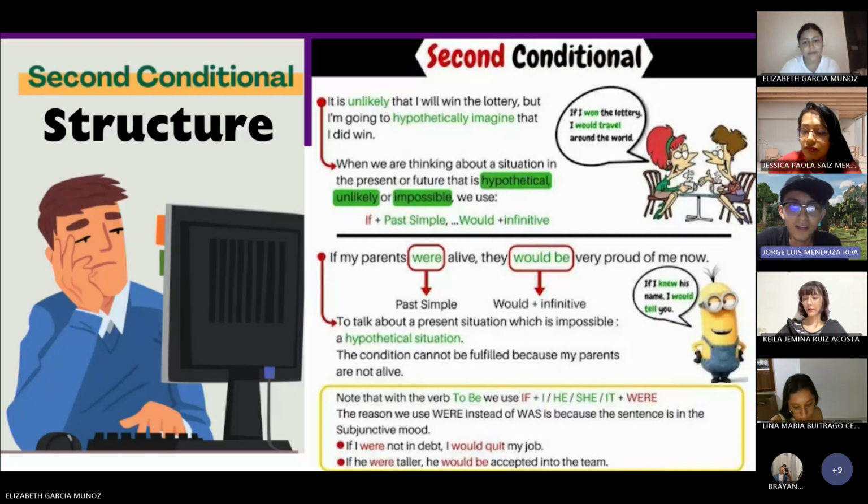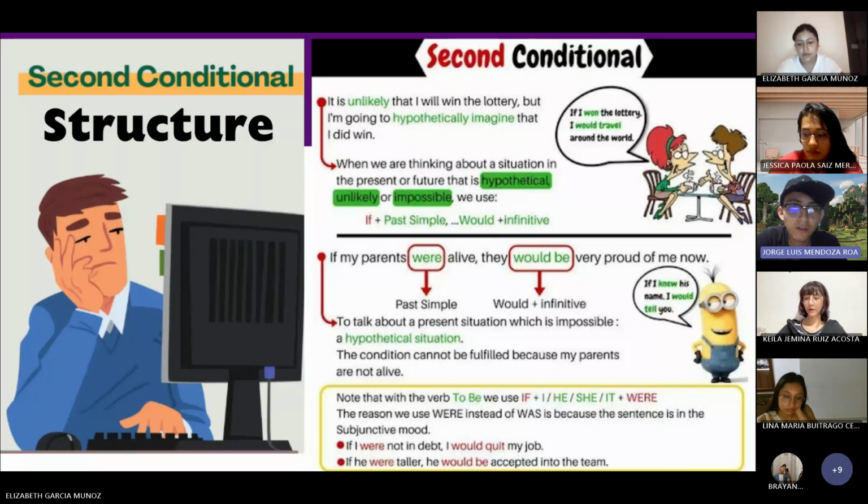Hello everyone. Okay, I'm Jorge. Right now I'm going to explain to you the structure, the uses, and some important tips about the second conditional tense. First, I'm going to explain when we use the second conditional tense.